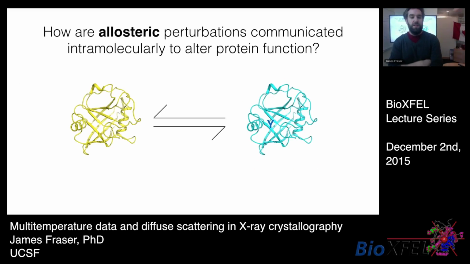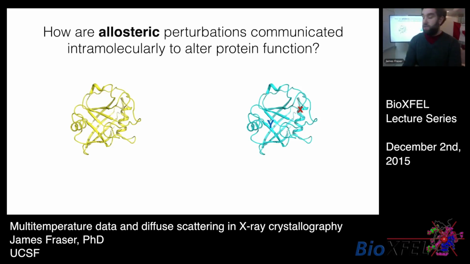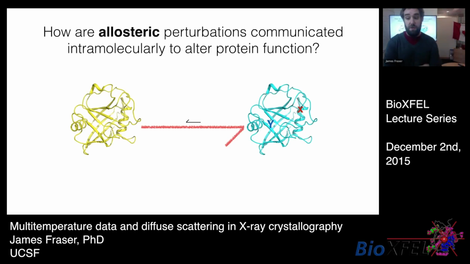So my group is interested in how allosteric perturbations are communicated within proteins to alter protein function. And so we think about how the conformational equilibrium between this yellow conformation, which might have one activity, and the blue conformation, which might have another activity, maybe higher activity, can be altered by a perturbation, say a mutation represented here by this X, and how that might shift this equilibrium. And one of the ways that we like to look at how these conformational equilibria have changed is through crystallography.